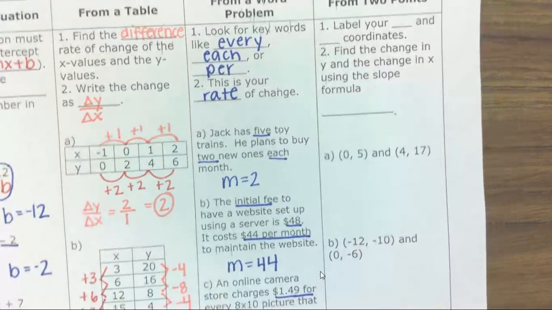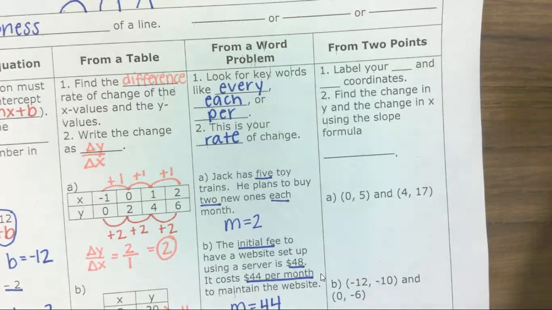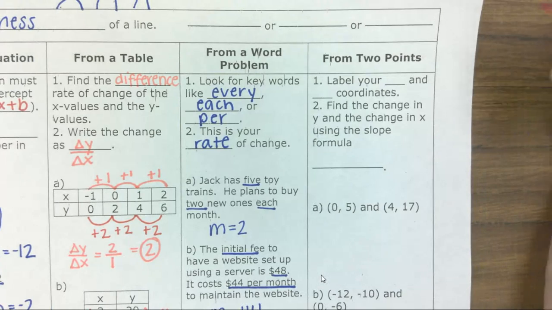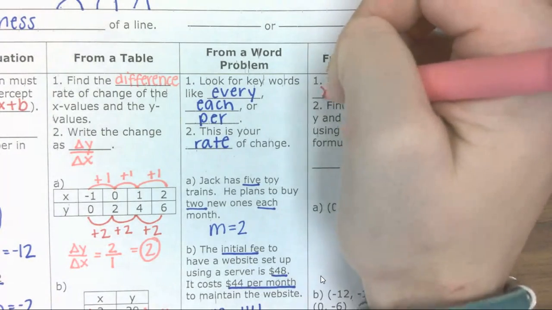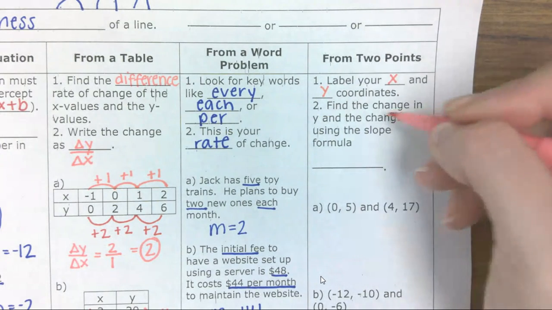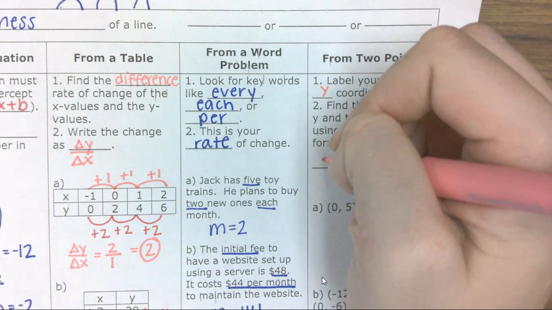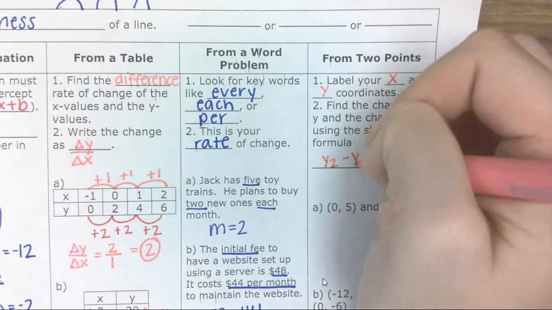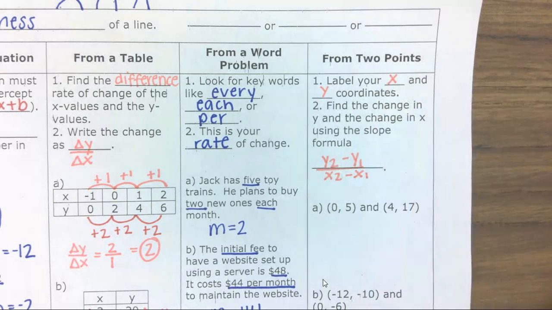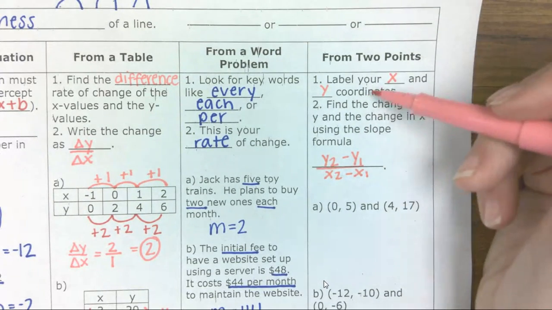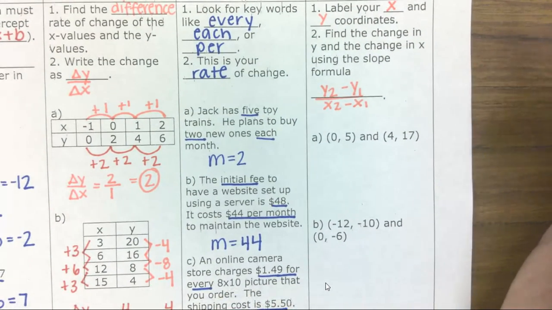Okay, the last one is from 2 points, which you'll see is most commonly used in other math classes that you're going to see. So the first thing we want to do is we want to label our x and our y coordinates, and we want to find the change in y and the change in x using the formula. Here it is. It's m equals y2 minus y1 over x2 minus x1. The reason why we say label your x and y is so that way you don't get confused and you can do it all at once.